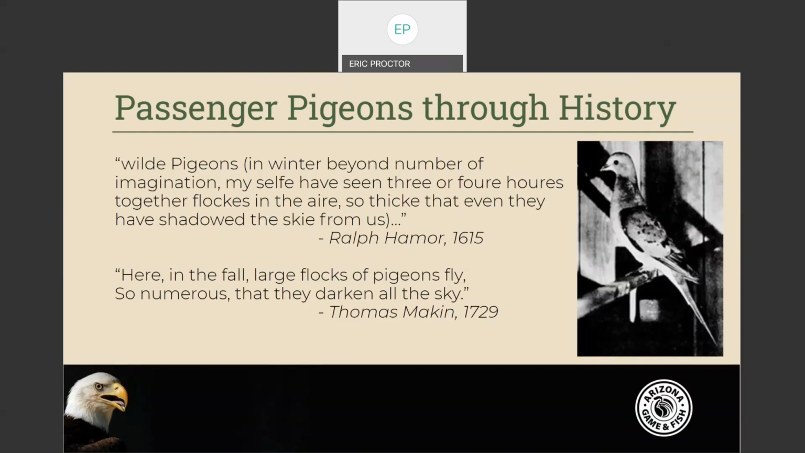The populations of passenger pigeons were so numerous that people believed there was no way that we could possibly impact them. You can see there, Ralph Hamor in 1615 wrote that wild pigeons, in this case he was talking about passenger pigeons, would fly above him for 3 or 4 hours at a time, so thick that they shadowed the sky. Thomas Macon in 1729 wrote that they're so numerous that they darken the sky. That was what the accounts of passenger pigeons were in the 1600s and 1700s.